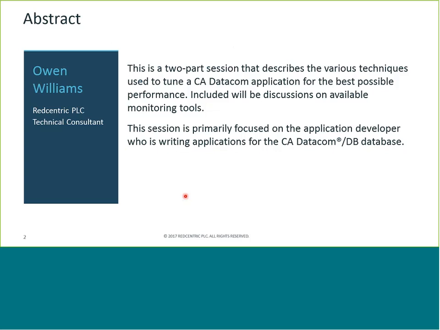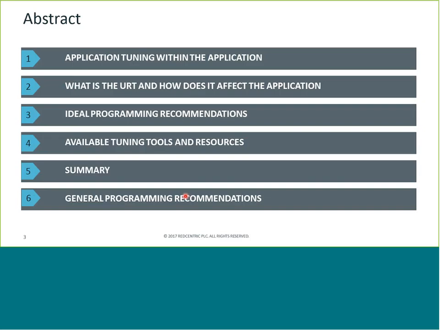And I'm going to talk about various different methods, whether it's ideal, metacobol, COBOL, other things that we can look at in order to improve it. So we'll look at the application tuning within the application. We'll talk a bit more about the URT and how it can affect the application performance. Ideal programming recommendations, tuning tools that we have available to us, and a summary, and some general programming recommendations that we have that are across the board, doesn't matter which platform that we have.